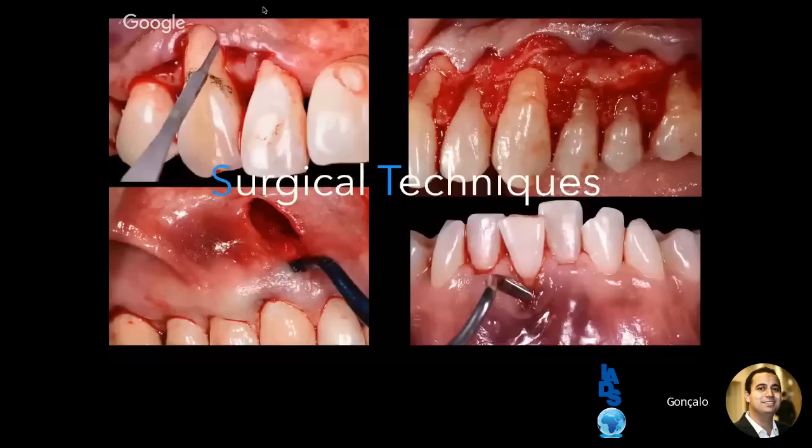So, surgical techniques. We know that we have many surgical techniques for the treatment of gingival recessions. And here at USC, at the University of Southern California, we, of course, are able to do all of those techniques. But during my presentation, I'm mainly going to focus on one of those techniques, which is the VISTA technique.